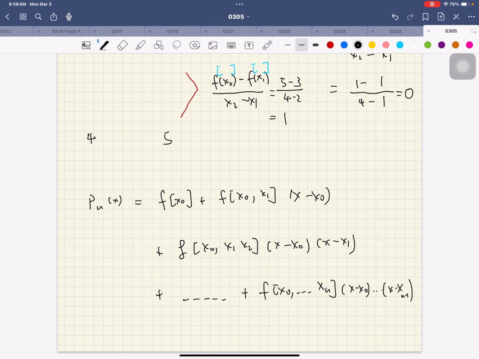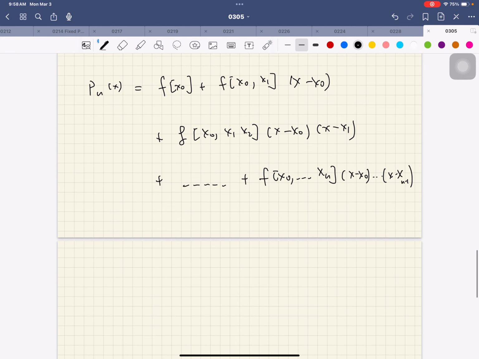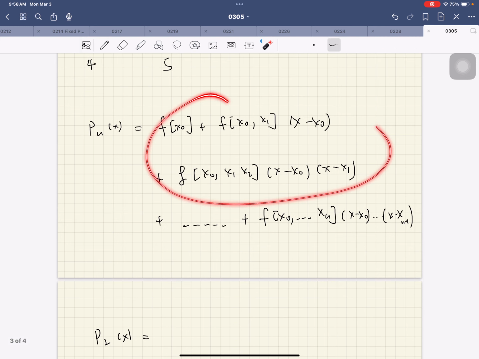Okay, so remember for the Newton basis we stop at n minus 1 instead of n. But here we only have 3 points, right? So remember n is equal to the number of points minus 1. So we have p2 of x, and essentially we only have the first 3 terms.